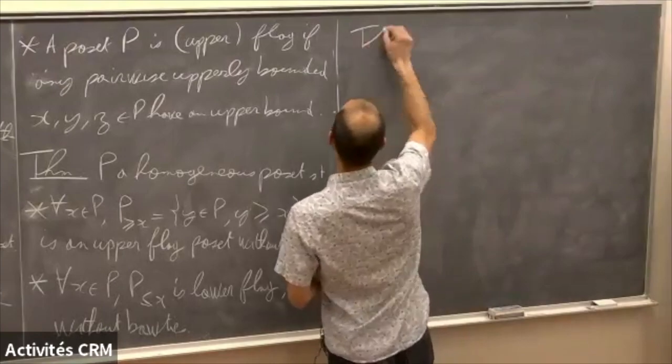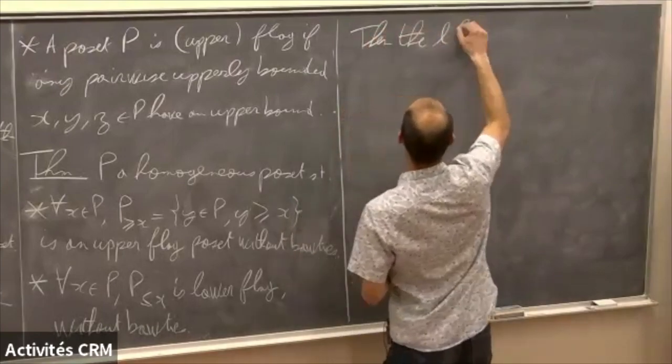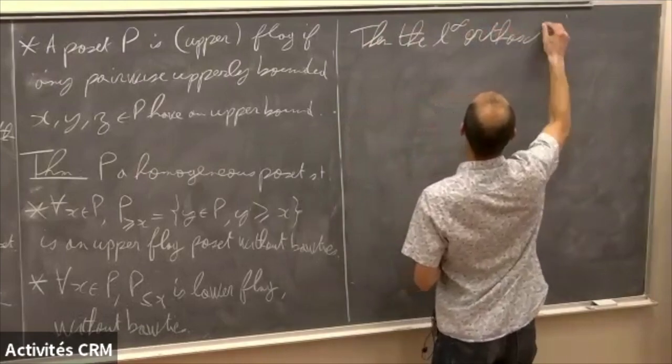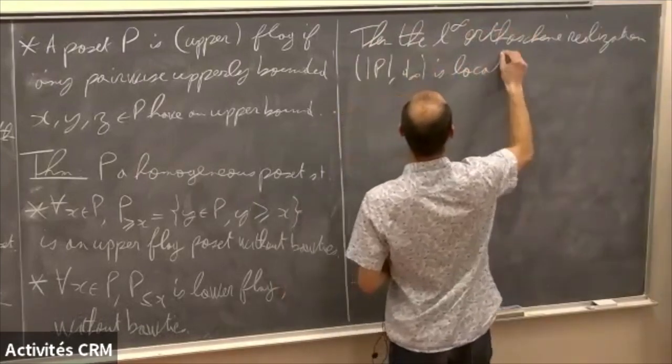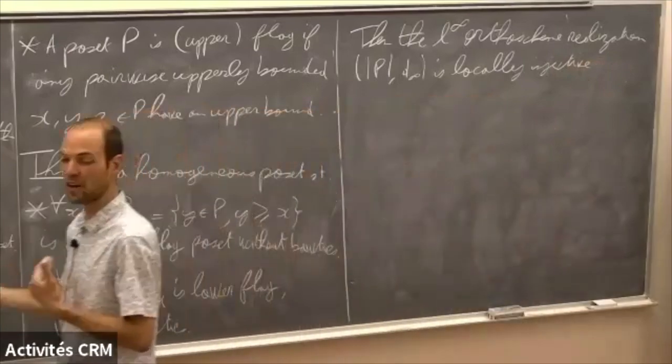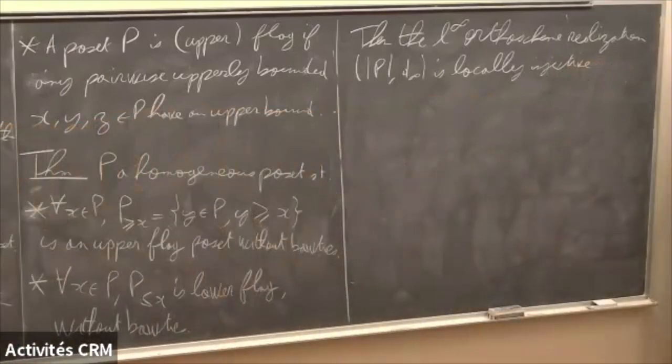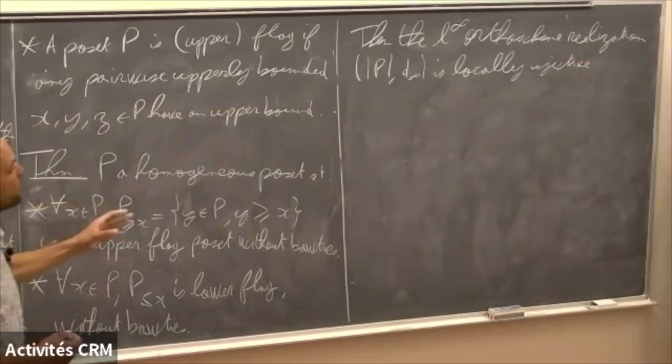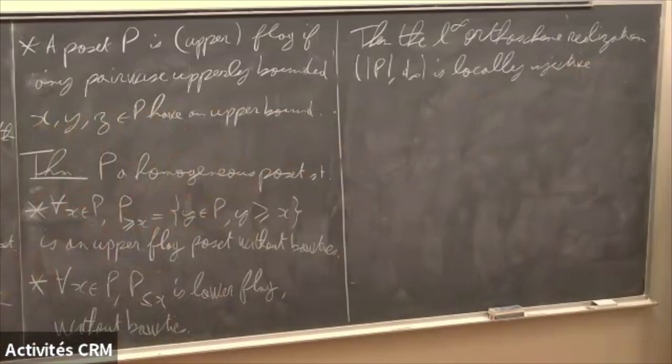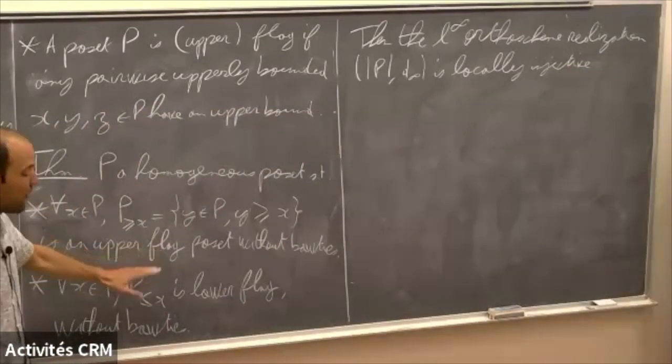Then the L infinity orthoscheme realization is locally injective. And in fact, it's an equivalent characterization. If it happens that the L infinity orthoscheme realization is locally injective, it means that you must have these properties. So this result should be thought of, in the world of L infinity orthoscheme metrics, as the link condition, right? You just have to check locally a link condition. And here, the link condition will be essentially the flag condition.